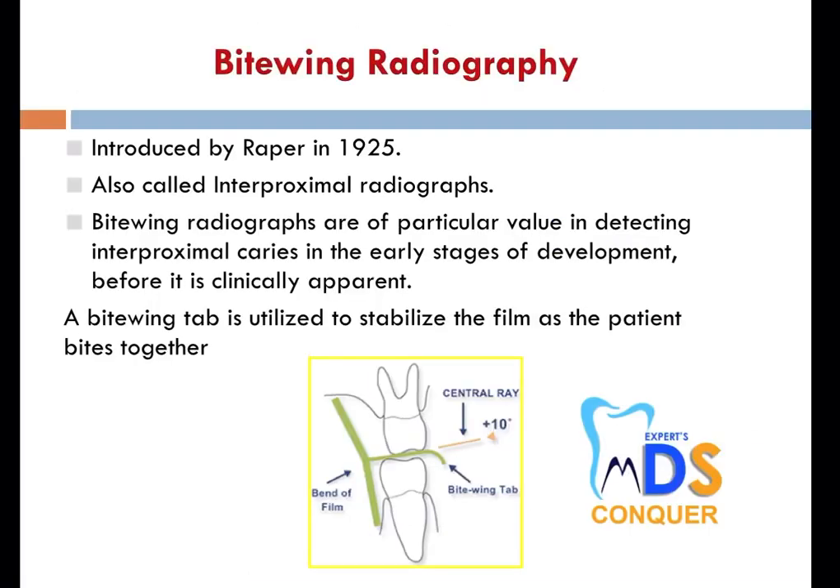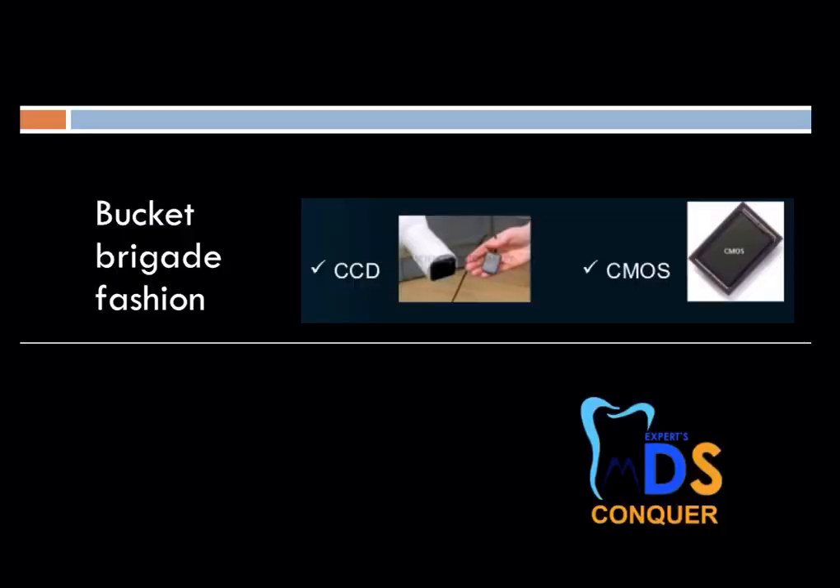Next is the bitewing radiography, which was introduced by Raper and is also called the interproximal radiograph. It is mainly indicated for interproximal caries, and also to know the periodontal status. Even in early stages of development, before it is clinically apparent, bitewing radiographs can clearly show the interproximal caries. That's the reason it is also called the interproximal radiograph.